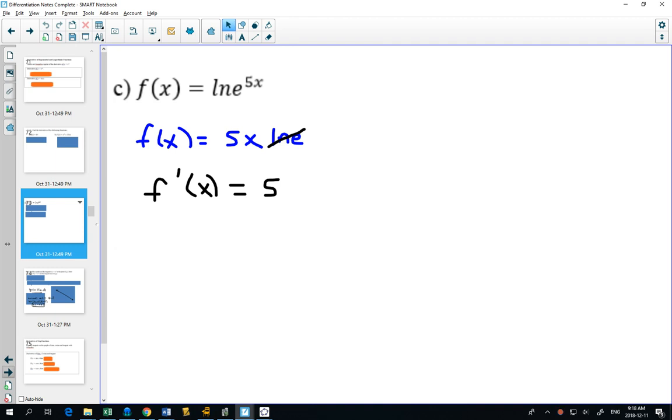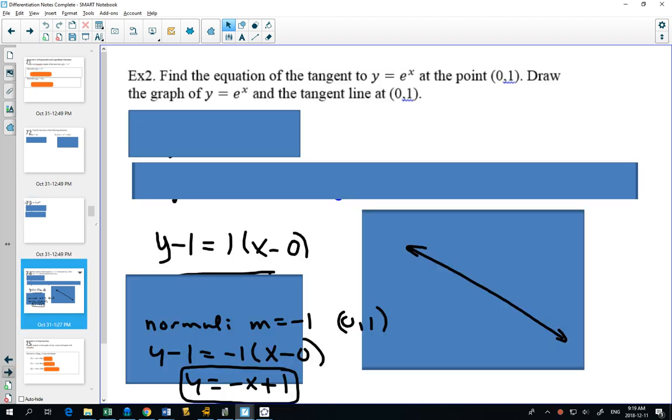So all the questions we've done up till now, with finding equations of tangent lines, finding equations of normal lines, and such, we now can have those same questions with e to the x and log.